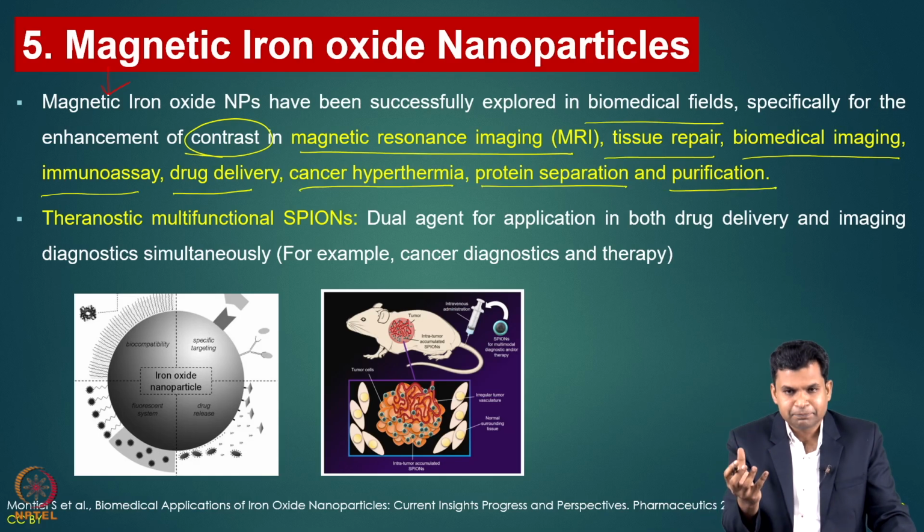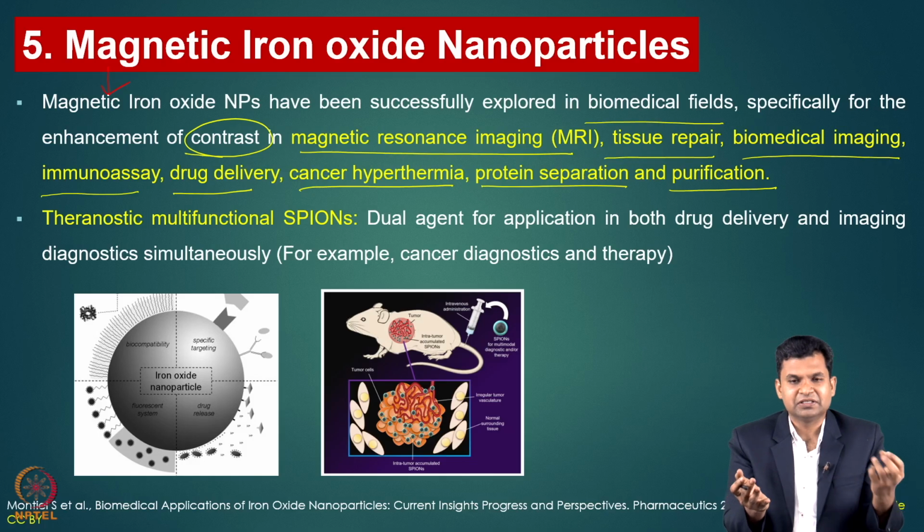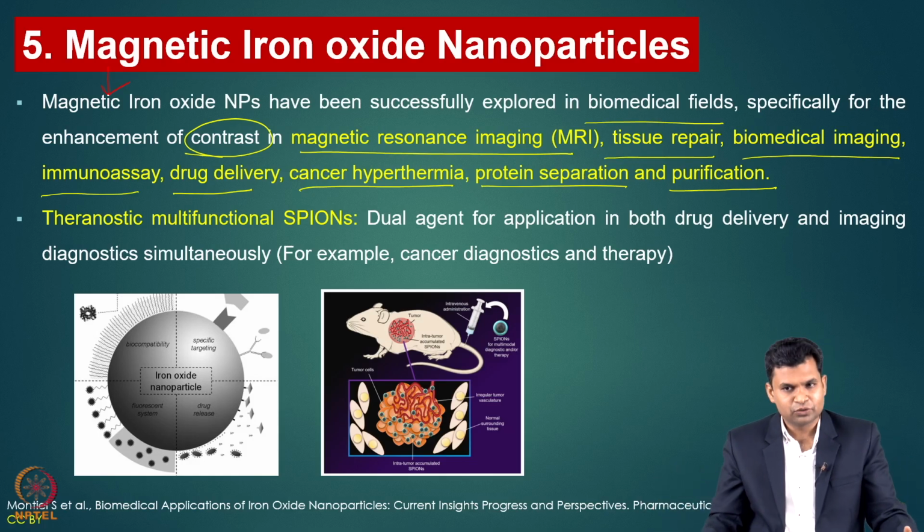Because of this magnetic property, after the treatment, after the reaction, once you put in a magnet, your iron oxide particles will separate the required protein or other DNA molecules from the solution. So the iron oxide nanoparticles have various biomedical applications.